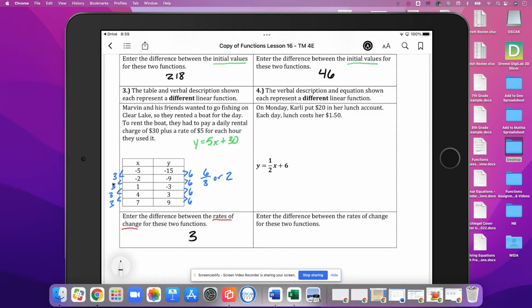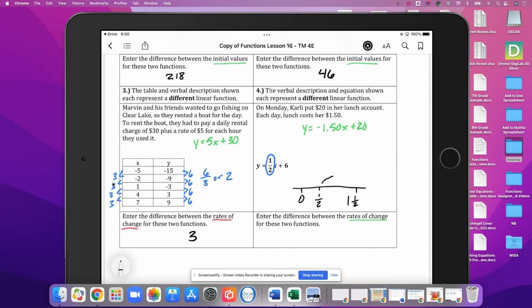And for number 4, we've got Monday, Carl put $20 in her lunch account each day. Lunch costs her $1.50. So money is coming out of the account each day. So negative 1.50x, she started with 20 bucks in there, so plus 20. And we're looking at rate of change for this one as well. So on the equation here, rate of change is 1/2. So we need to find the difference between 1/2 and 1.5, which is 1 and 1/2. So both on the same side of 0.